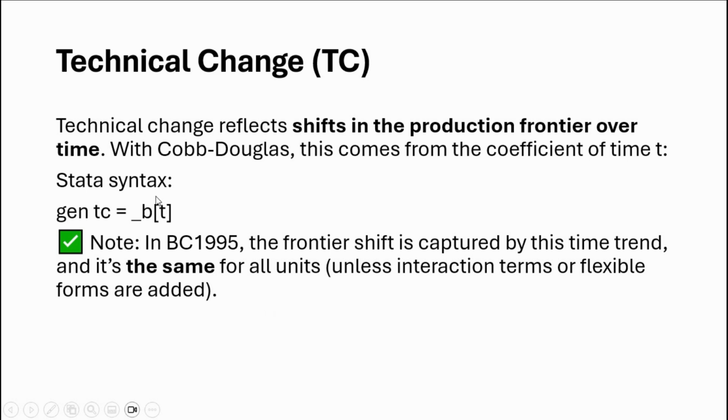And for technical change, the technical change reflects the shift in the production frontier over time. With Cobb-Douglas, this comes from the coefficient of T. So we can get the value by typing generate technical change equal underscore p T. In the Cobb-Douglas, the TC will be constant, but if we use the translog, the TC will vary.